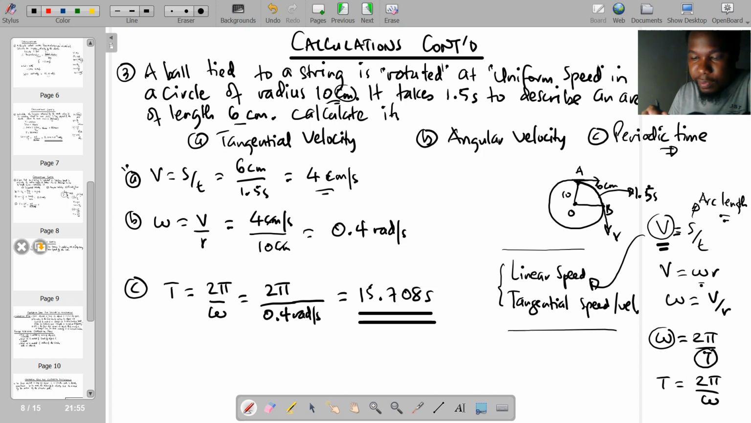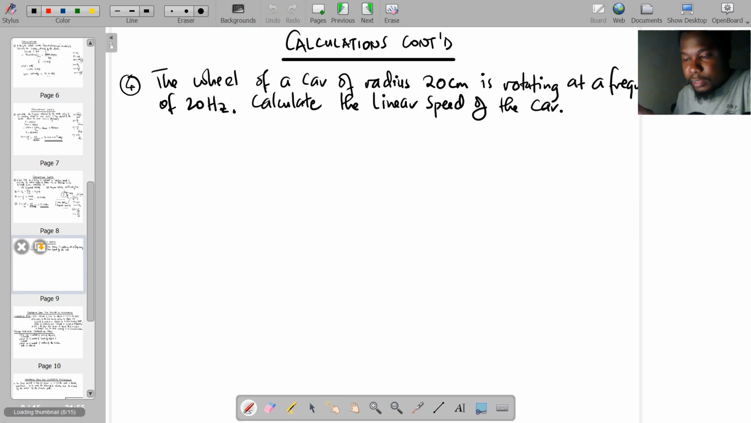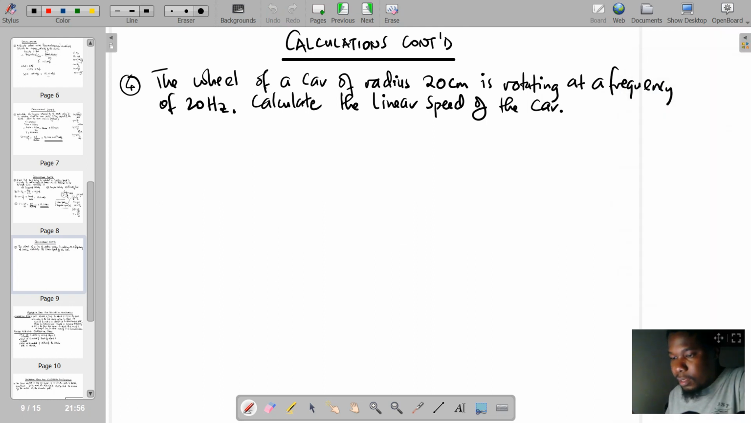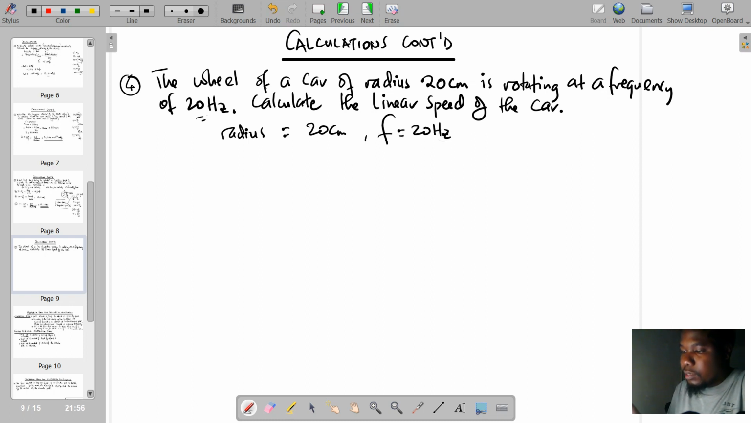Now let's do the final example. The final example says: the wheel of a car of radius 20 centimeters is rotating at a frequency of 20 hertz. Calculate the linear speed of the car. We're given the radius equals 20 centimeters and we're given the frequency as 20 hertz.